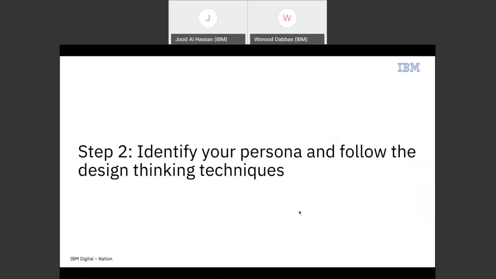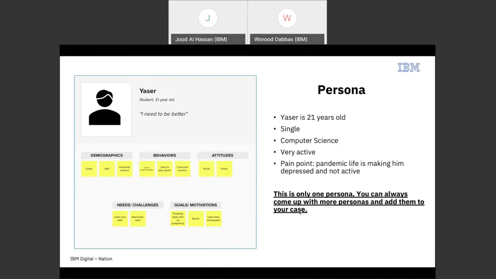and they followed the design thinking technique, which is the second step I told you about, which is Yasser. Now, this is our first persona. I just want to tell you guys that you can target as many personas as you want, and you can do this together. But I'm just gonna use one persona for now, so you don't get overwhelmed, and show you how you can do the design thinking techniques.